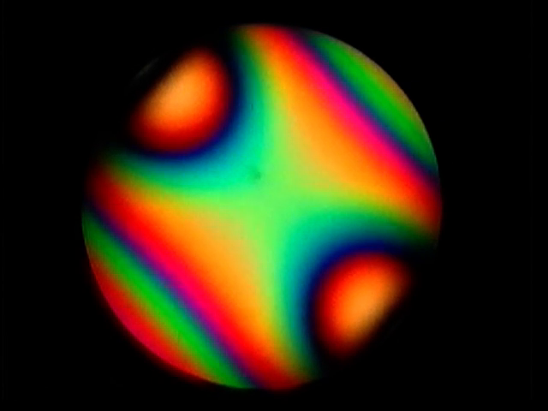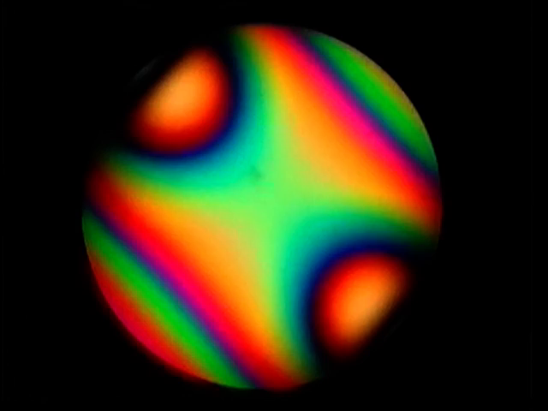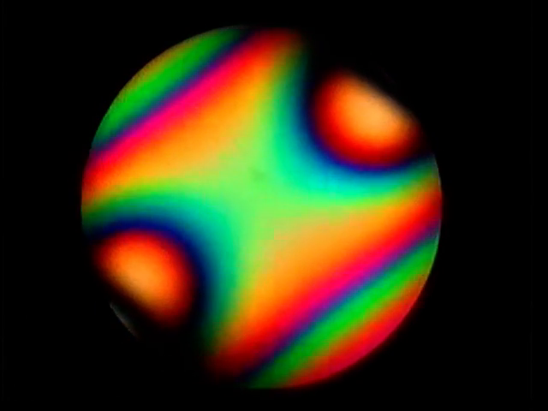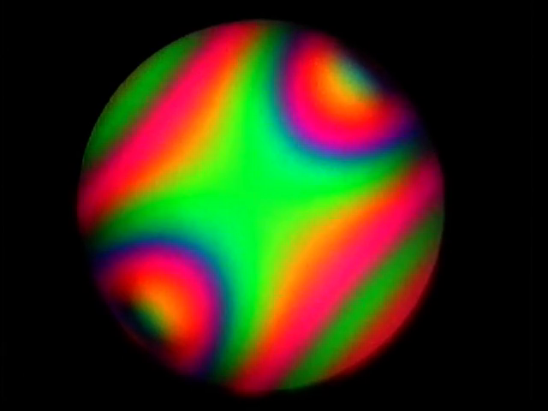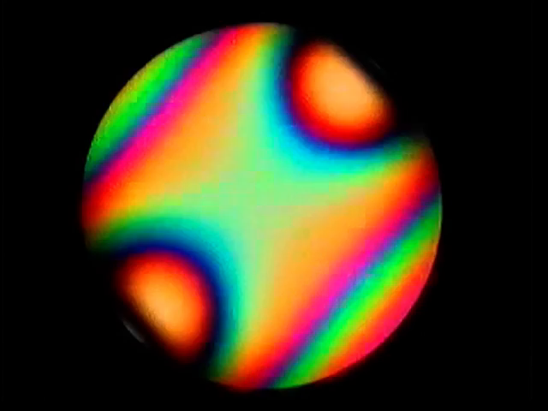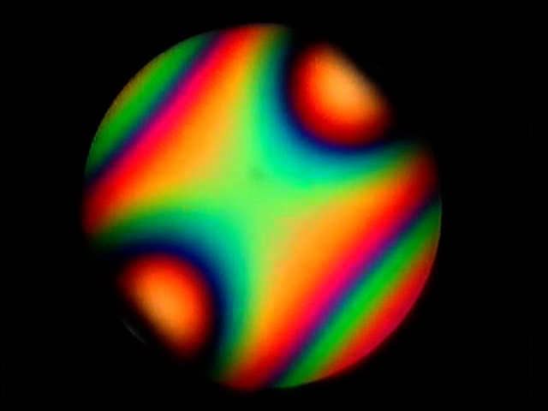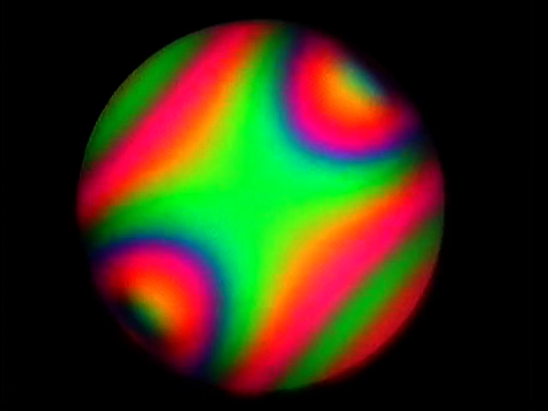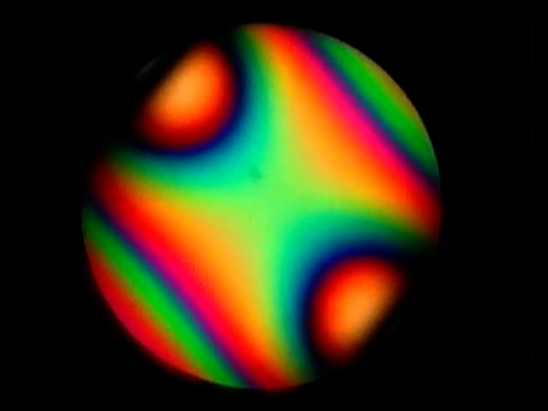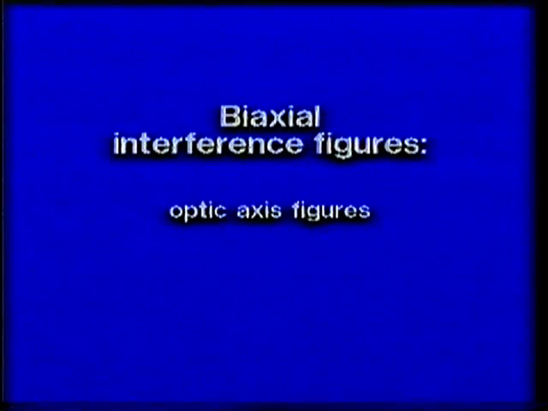Here's another one for you to try. Plate in, plate out, rotate to see the opposite effect, plate in, plate out, plate in again, and rotate back to the first position, and there's a fall in the first position, so the mineral is optically negative.